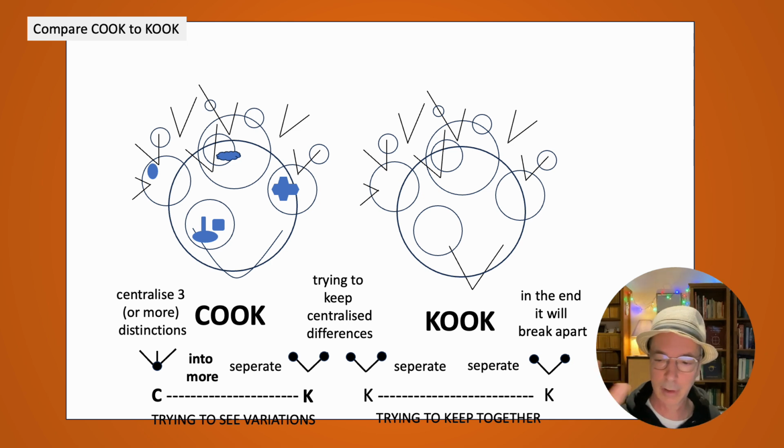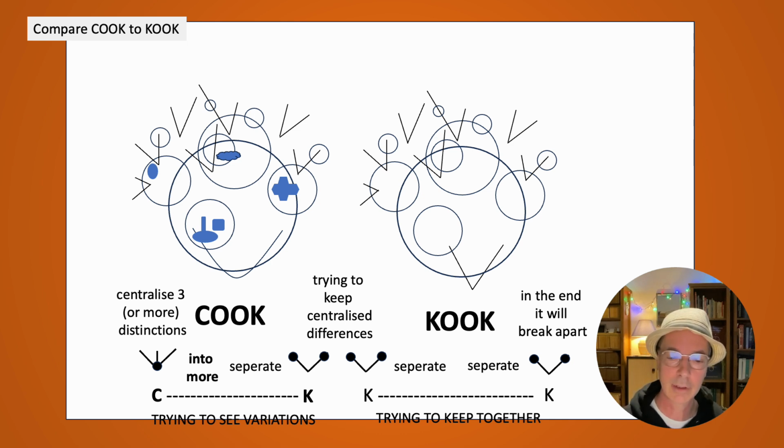It's like I'm trying to look into the variations. I try to see the variations from one starting point of view. That's the C. The K is separations that are occurring, just like in C, but here we don't try to see how many variations there are. No, we try to keep it together. We try to keep the separations together.